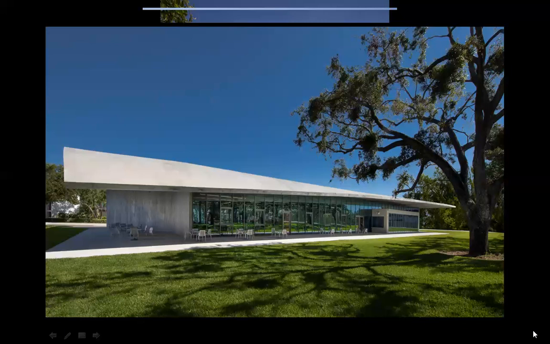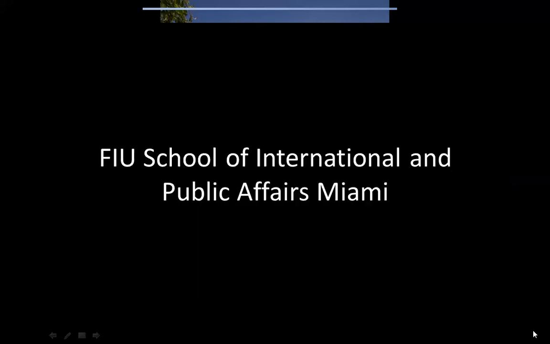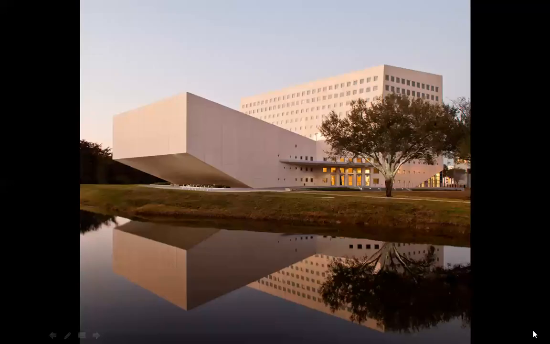Mr. Brescia, with Arquitectonica, his office. A School of International and Public Affairs in Miami, sketch. But the building was built. Again, why not? It could be in this way, or it could be in some other ways.